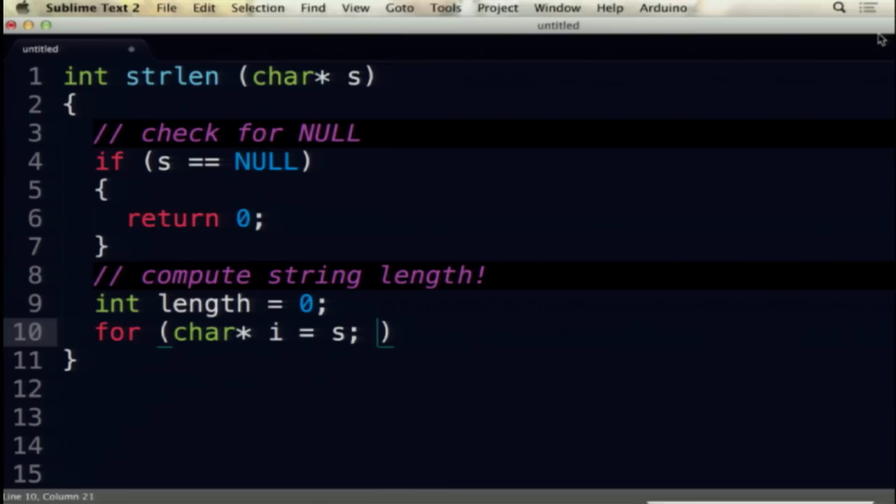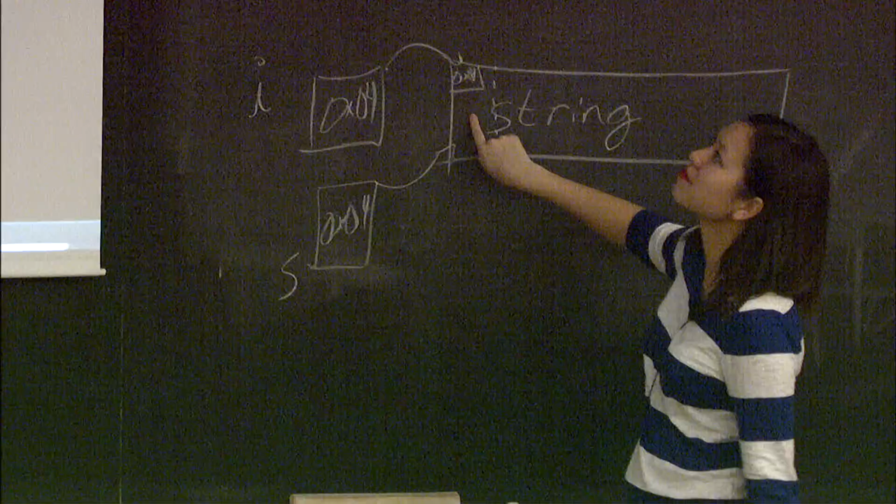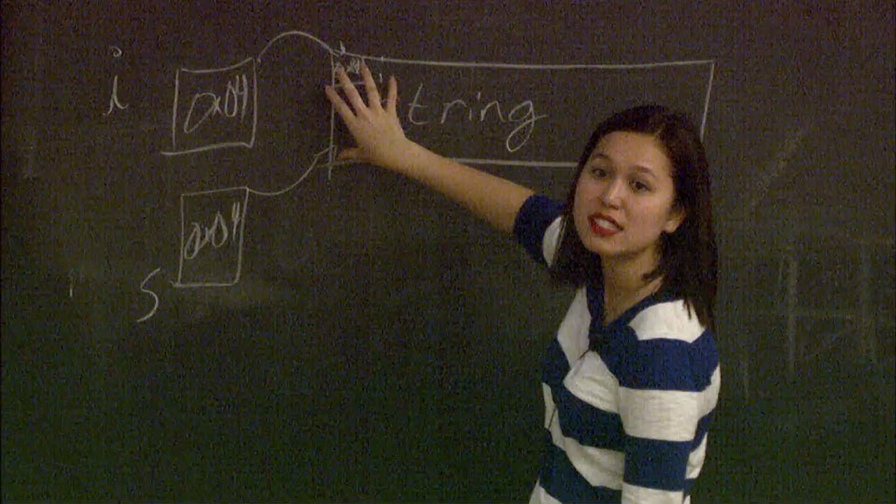We want to keep updating until we reach the null terminator. So what might that look like? Do we want I or do we want star I is the question. Is the null terminator an address or something located at an address? Located at an address. So we need to dereference whatever's here, because this is just some address. To actually get to the start, we need to dereference this so that we actually get what's in this first place.